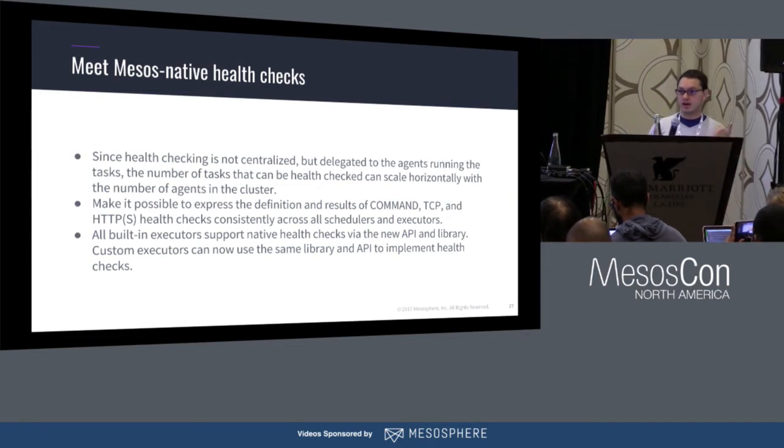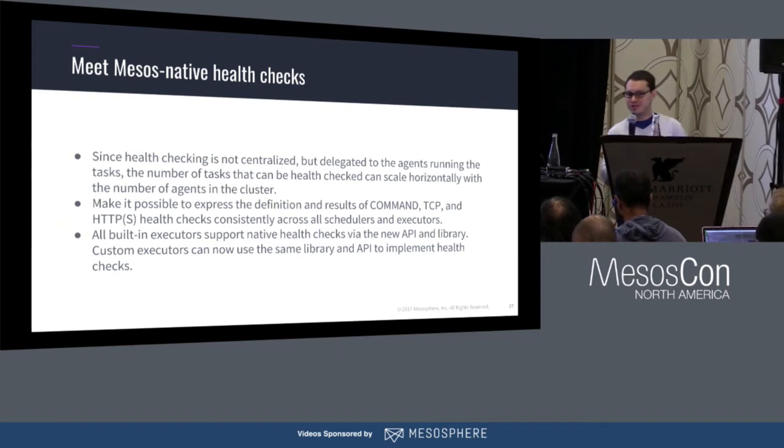It scales better. You can use command checks. Command checks always run on the agent anyway. There's no way of making Marathon run a command on the task, so that has always been delegated to the nodes. But starting with Mesos 1.3, HTTP and TCP health checks also run on the agents. And all built-in executors support all of these checks: the Docker executor, the regular Mesos executor, the command executor, and also the new default executor, which is mostly used for pods, but most frameworks and workloads are migrating to it.